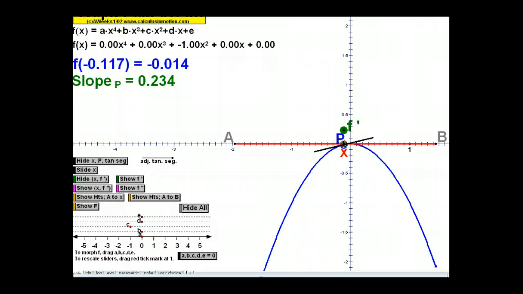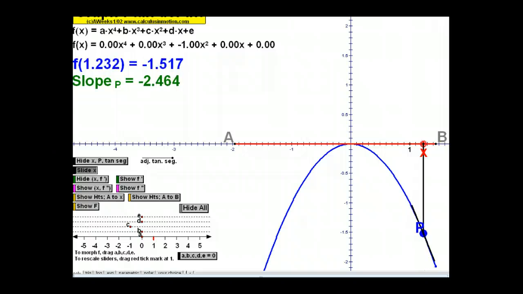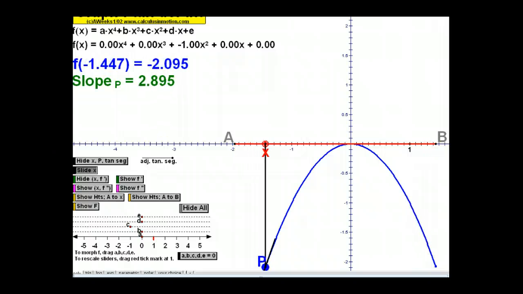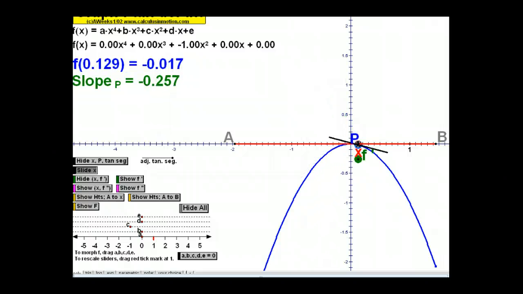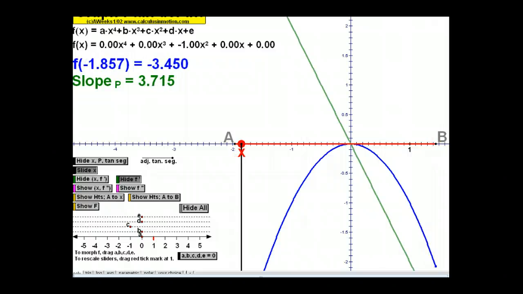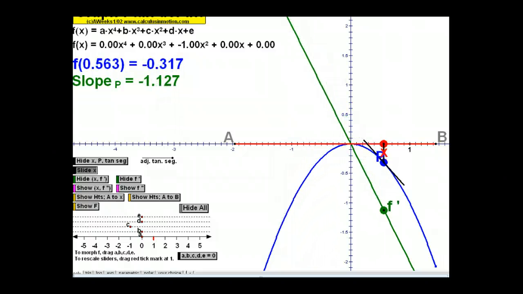So I'm going to go ahead and just hit slide x, and you can see the f prime traces out the graph of the derivative, that little point. And if I actually show what that is, you can see it's just a line. And like we saw before, it's the line y equals negative 2x. It's pretty cool, I think.